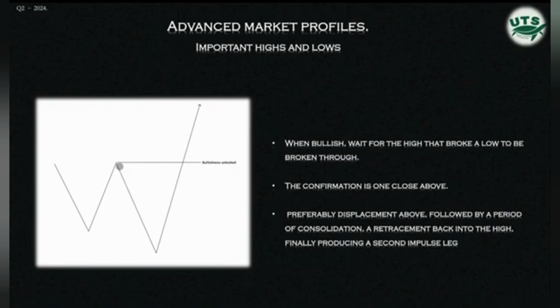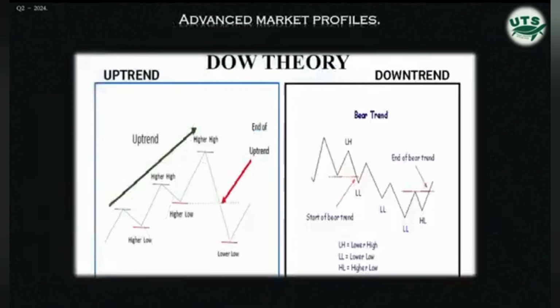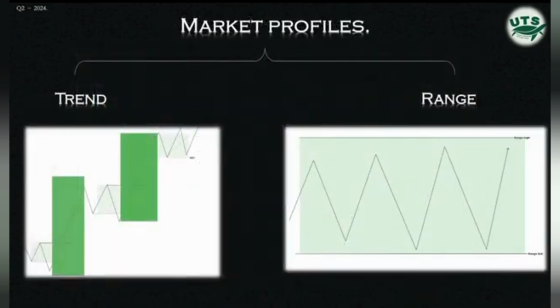Preferably displacement above the high with multiple candles, with a rush, with a shower, with a fountain of green candles, followed by a period of consolidation, and then a smack back into this high, which produces a second impulse leg. That's the OTE. This is the breaker, of course, but don't look at the pattern. Look at the logic. The logic is that highs and lows are used by smart money to move the market.